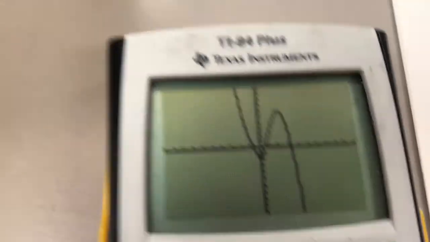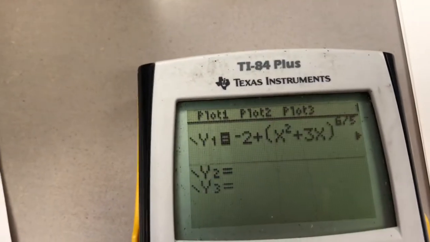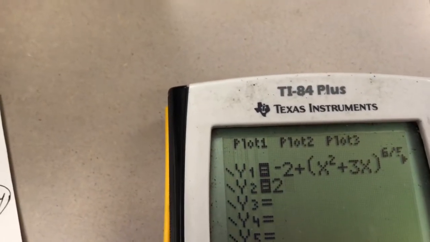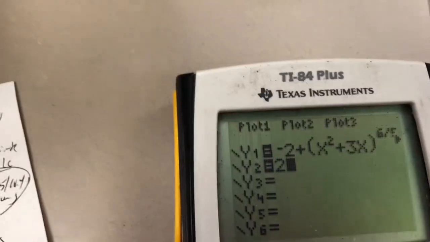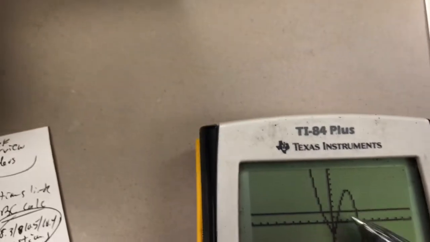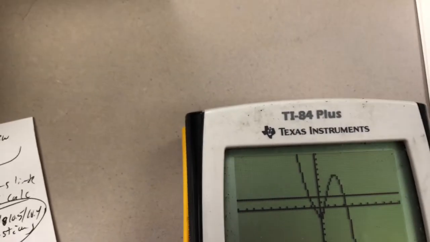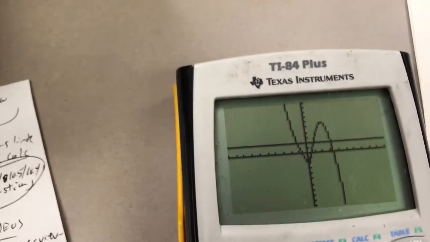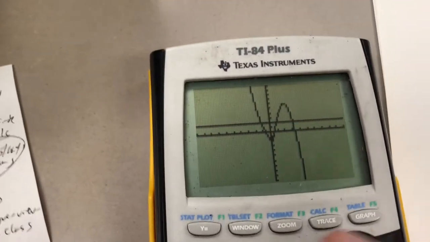And so a really easy way to do this: you could just graph y equals 2, and you could find the intersection point with y equals 2. So I'm going to go back and graph that. There we go. There's where it crosses 2. Remember, we're only looking between 0 and 5. And remember, you can hit the calc button there on your calculator. It allows you to calculate zeros or intersection points.